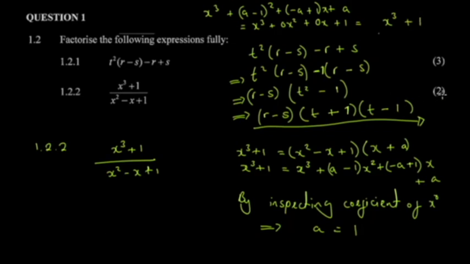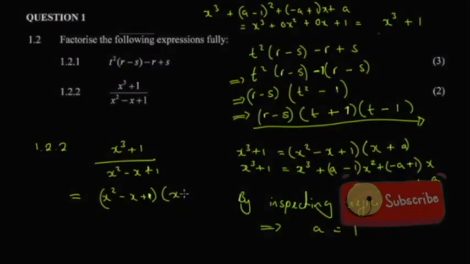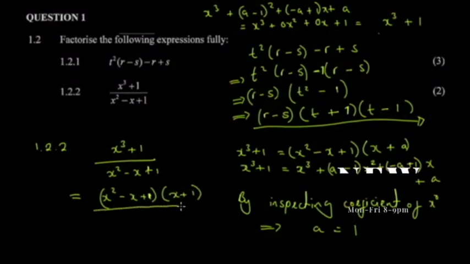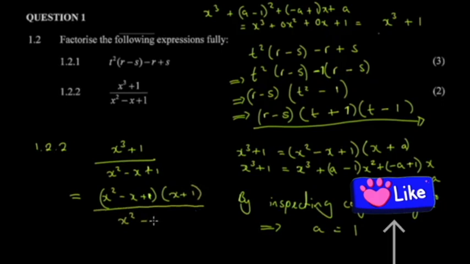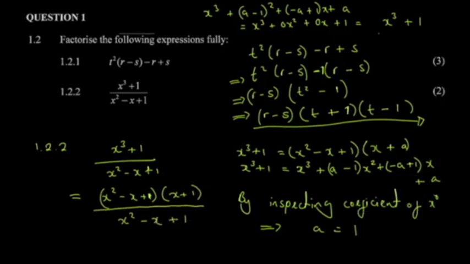What I'm noticing here is that they only give you 2 marks. So in actual fact, they expect you to know that if you factorize this, you get x squared minus x plus 1 and the other factor, which is what we found here, x plus 1. Then you divide this by x squared minus x plus 1. You cancel the commonalities, so this one cancels this one.